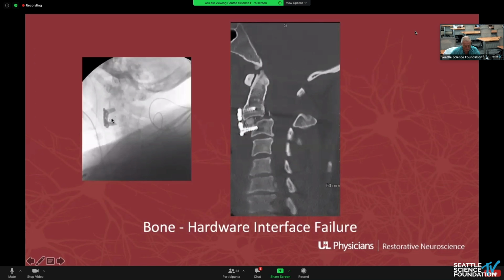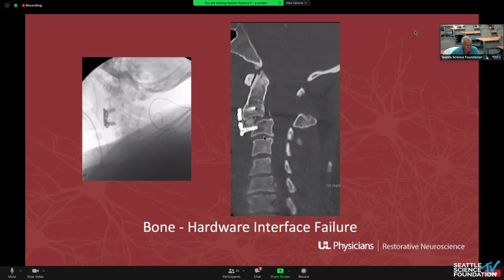He underwent an ACDF. Unfortunately, I couldn't find the immediate post-op film. The film on the left is the intraoperative film, but the film on the right is the CT scan of the patient, 1 month post-op, showing a failure of the construct. So the important thing is, why did it fail?